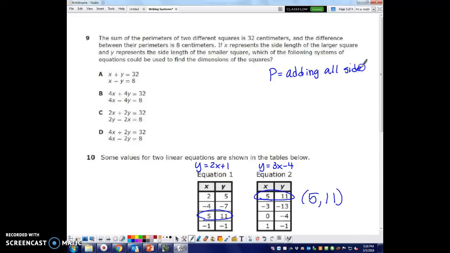It's adding up all the sides. So I want you to keep in mind here that this is x and this is y. Okay, keep that in mind when doing it. X is not the perimeter. X is just the side length. Okay, so when you're doing this, I want you to keep that in mind.